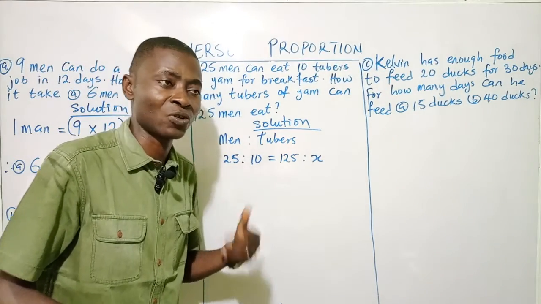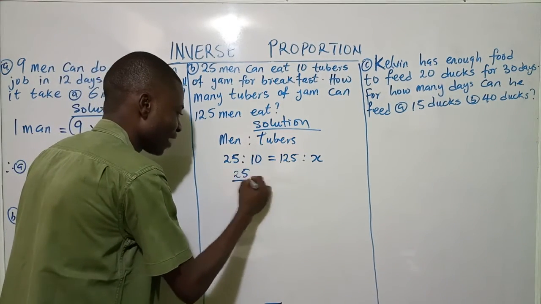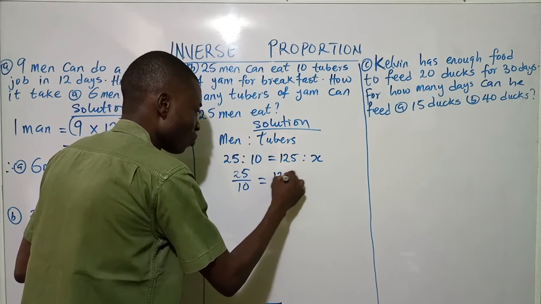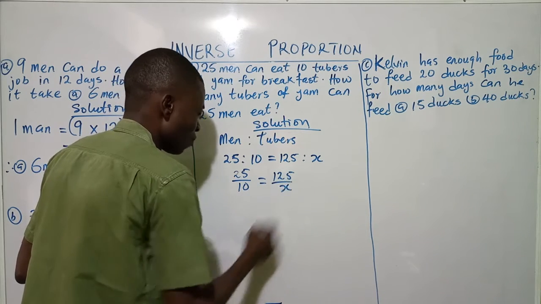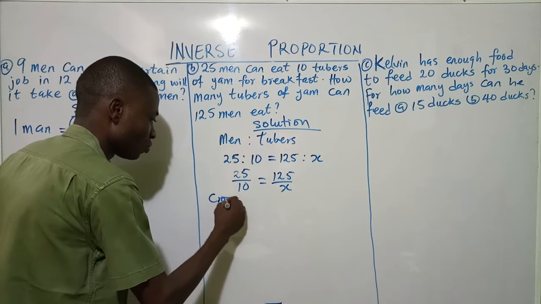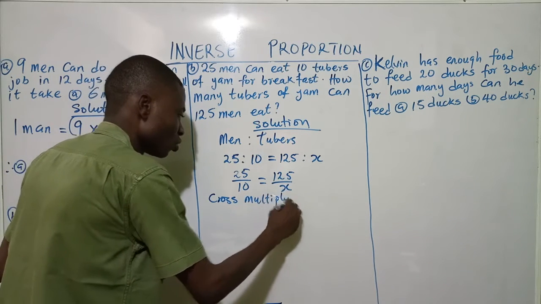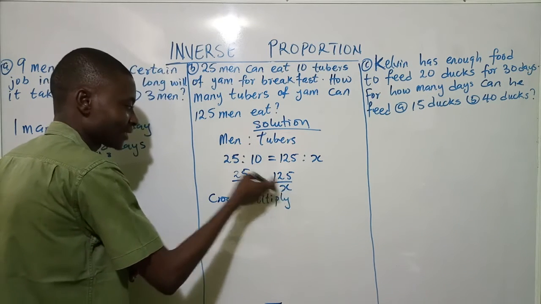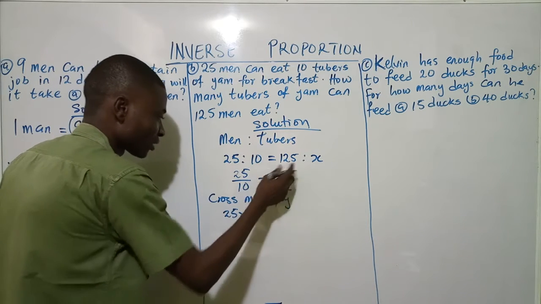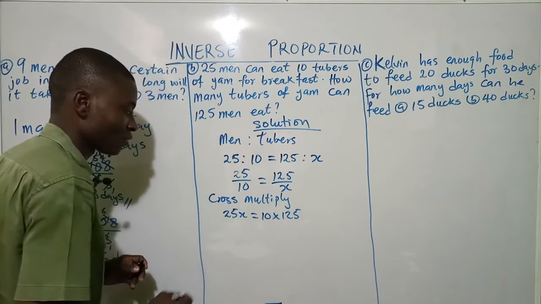Remember in our previous videos about ratio, we said that this is the same thing as 25 over 10, which is the same thing as 125 over x. So what do you do from here? We cross multiply. So when we cross multiply, it means x times 25, which gives us 25x equals 10 times 125.